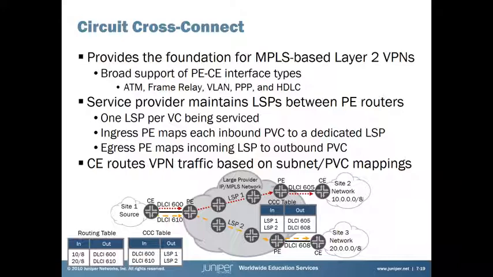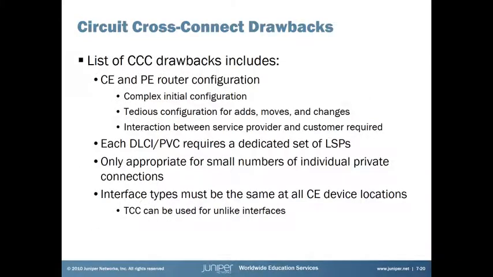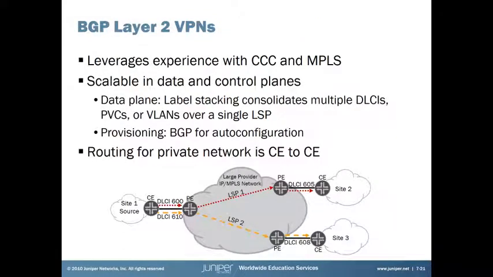Okay, so the customer edge will route the VPN traffic based on subnets and PVC mapping. So what we're really achieving here is a layer 2 connectivity. Some drawbacks to this: this cross-circuit connect has really been superseded by other technologies. It really wasn't all that scalable, with a high administrative burden. BGP layer 2 VPNs are more scalable.